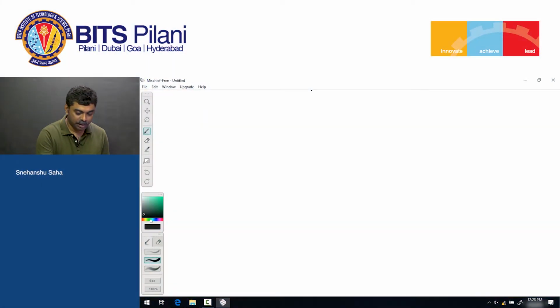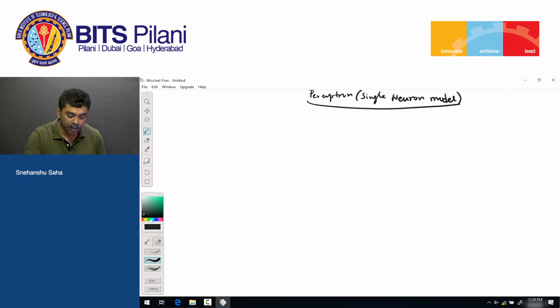Welcome back to neural nets learning, and we are talking about a single perceptron or a single neuron model. Now what we would like to see is how this perceptron model is able to learn a decision boundary given the data points.